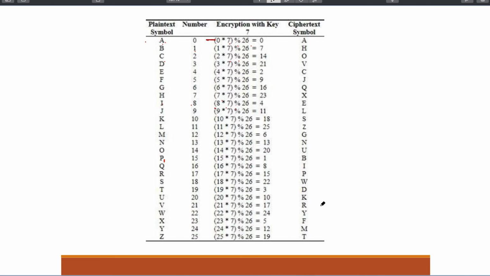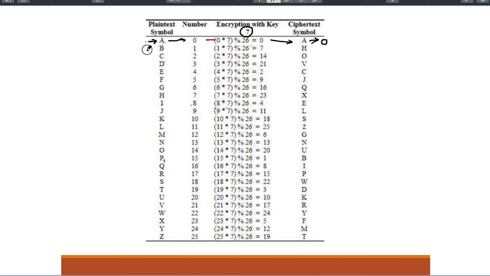Now let's see an example. This is a table that shows the alphabets ranging from A to Z and how you can perform multiplicative ciphers on them. As you already know, the number representation for A is 0. So 0 is multiplied with the key 7. In this example we are using 7 as the key number. Multiplying 0 with 7, you get 0 itself. So 0 mod 26 is 0, and the cipher text is also A, because the number corresponding to the alphabet A is 0.